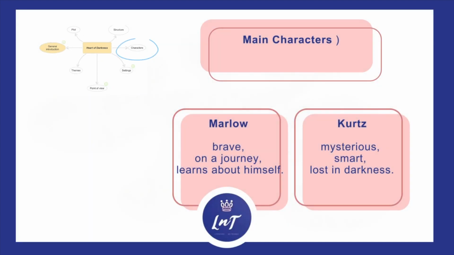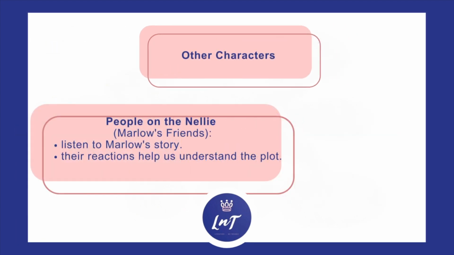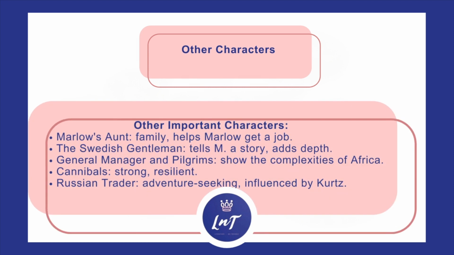Let's explore them. The main characters, Marlowe and Kurtz. Marlowe undergoes personal growth and self-discovery during his journey into Africa, while Kurtz serves as an enigmatic figure mirroring Marlowe's moral journey. Let's see the other characters. The men aboard the Nelly. Marlowe's friends offer contrasting perspectives to Marlowe's experiences in Africa. They comment and interpret the story they are listening to.